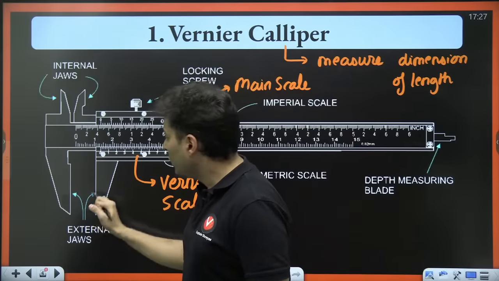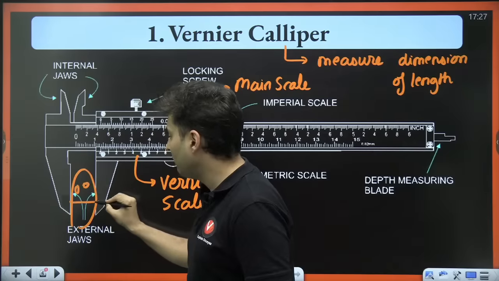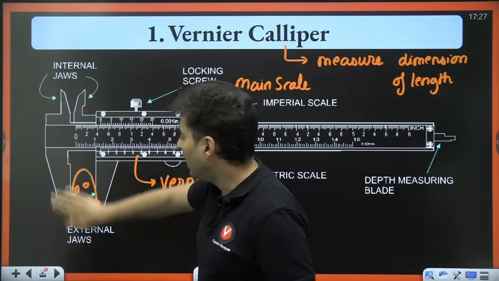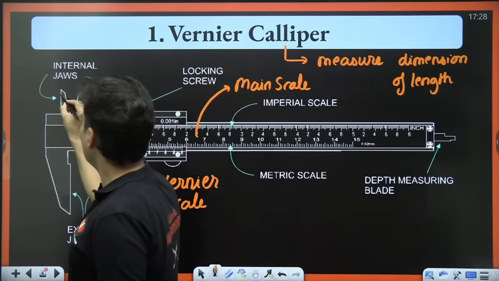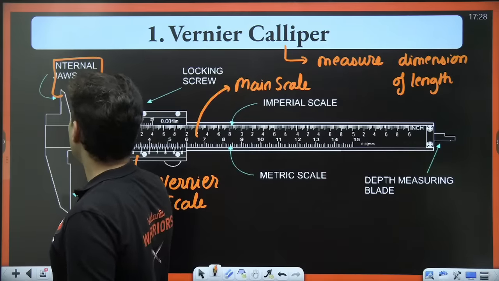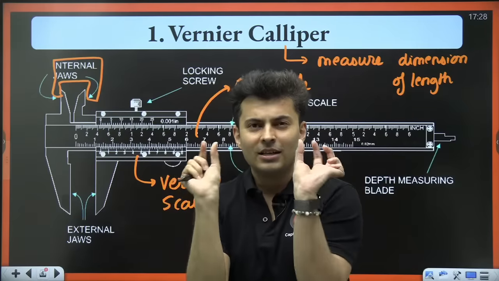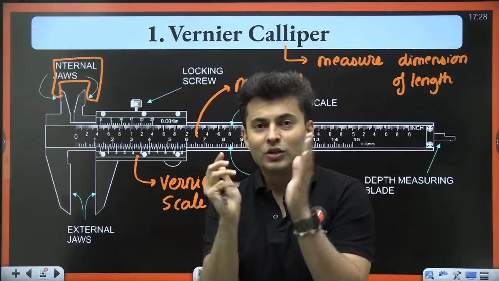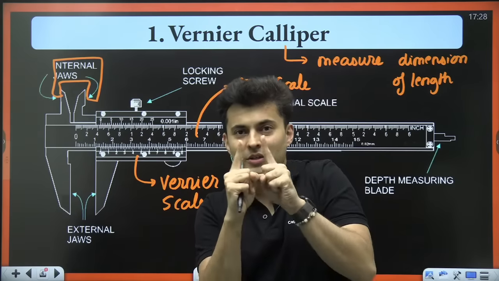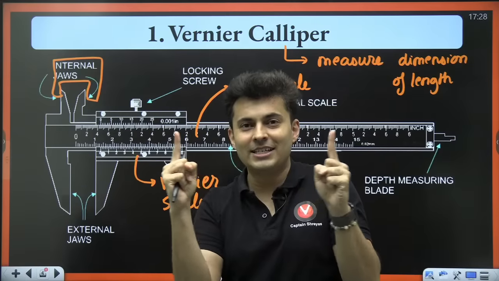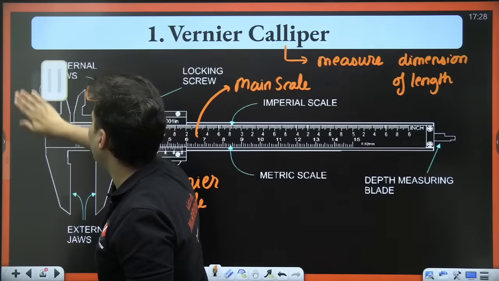If you put a pandu here, you can measure the width of this pandu, but here on the top you can measure the internal diameter of some object. Imagine there is a hollow cylinder, some thick hollow cylinder. If you put the cylinder over those jaws and keep on expanding till it touches the inner parts of that cylinder, you can measure the inner diameter.